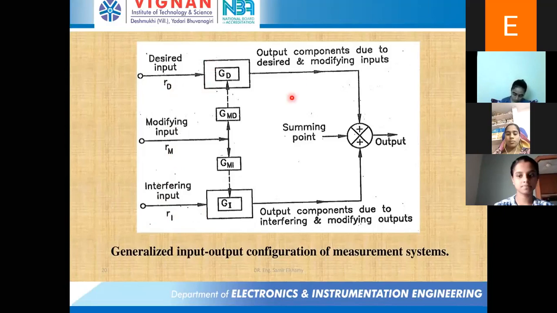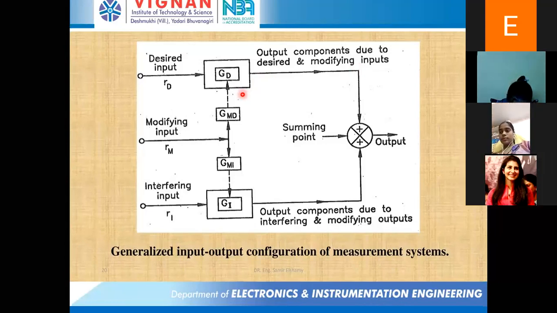The desired inputs are defined as quantities for which the instrument is specifically designed to measure and respond. For example, if you take a thermometer, our body temperature is the desired input quantity. What is the thermometer designed for? To measure the body temperature. So the desired inputs are the quantities for which a measurement system is specifically designed to measure or respond. That is about the RD.